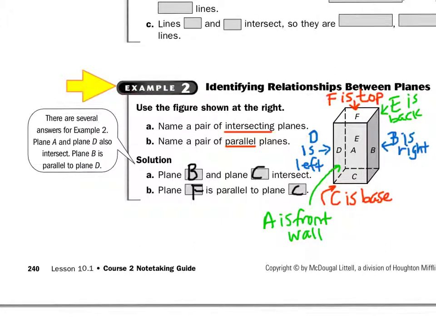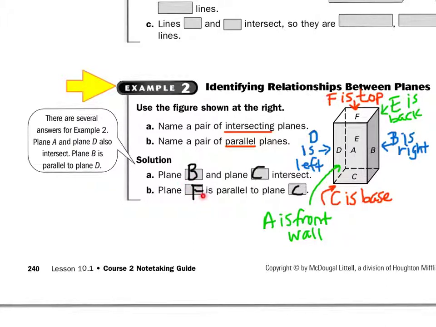All right, you guys, look at example 2, identifying relationships between planes. So in part A, they want us to name a pair of intersecting planes. So take a look at plane B and plane C. So plane B is like the right wall of a building or a room, and plane C is like the floor or the base. And do you see how they intersect right here at that edge? That's their intersection.